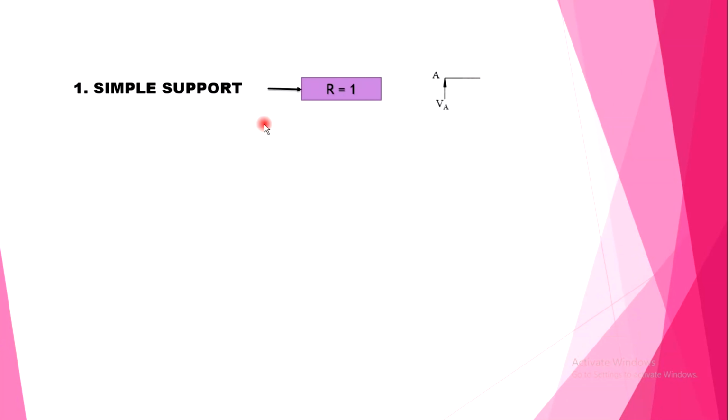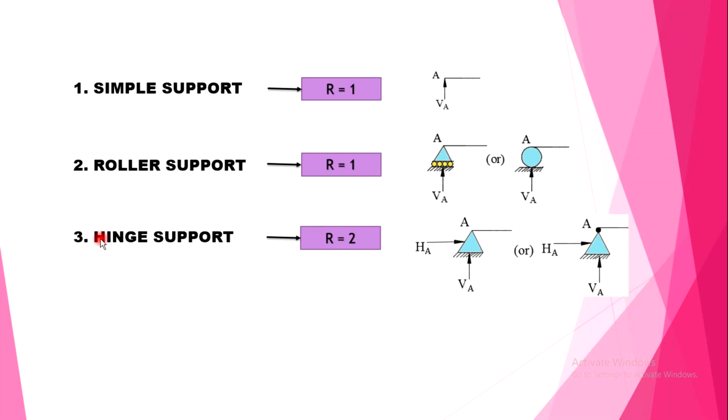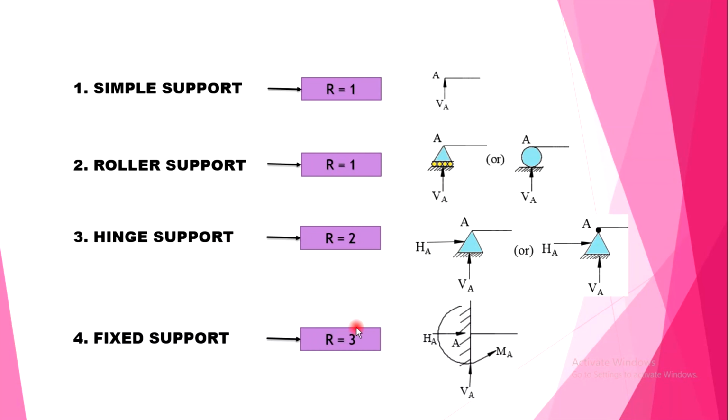In the last, we can conclude we have four types of support. First one is simple support. R is equal to 1, meaning only one reaction component. Second one is roller support. R is 1 only, meaning only one reaction component, that is vertical. And the third one is hinge support. R is equal to 2, meaning the reactions are two, one horizontal component and one vertical component. And lastly, the fourth one is fixed support. The reaction components for the fixed support are 3. R is equal to 3, meaning it will restrict along the horizontal direction, vertical direction and moment. These are the reaction components for different types of supports.